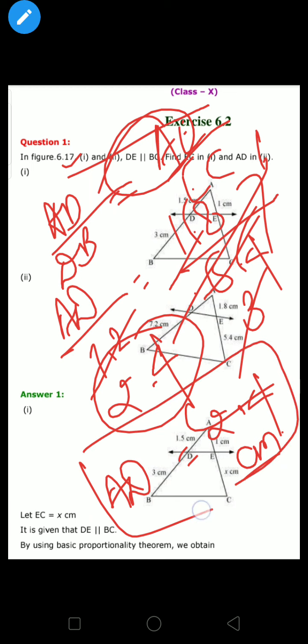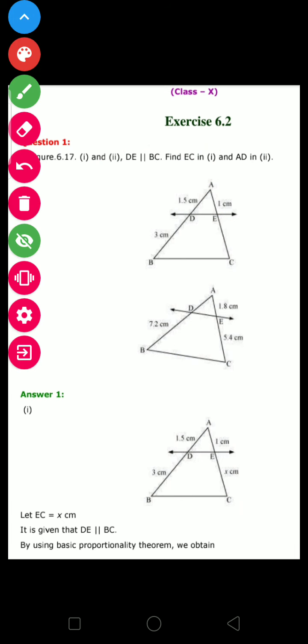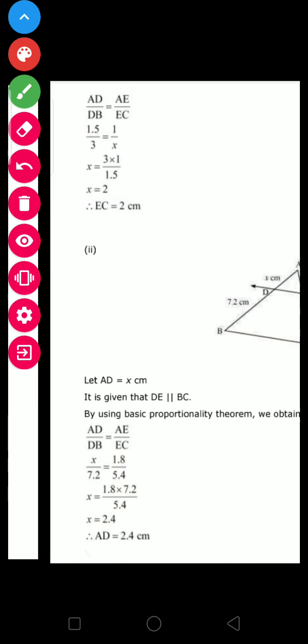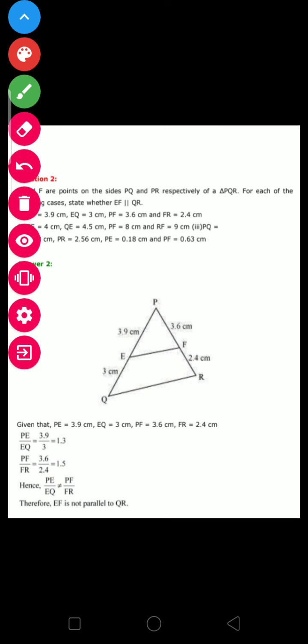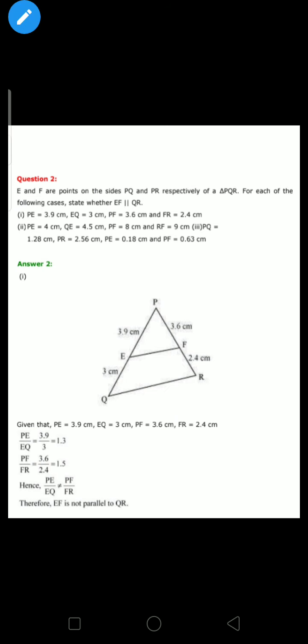I have solved these two questions given in question number 1 with the help of Thaler's theorem. What was Thaler's theorem? One more time I'm going to tell you. When we draw a line that is intersecting two sides of a triangle and is parallel to the third side, then the two sides are proportional to each other. Are you getting what I am saying?